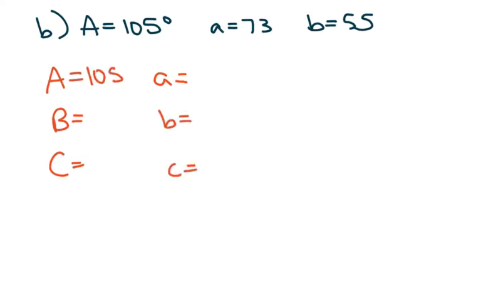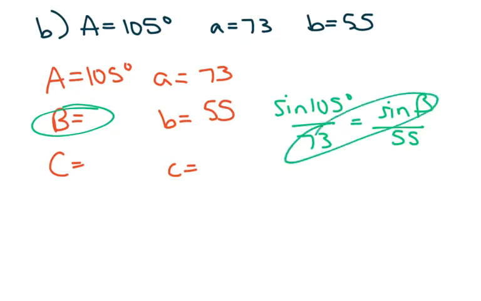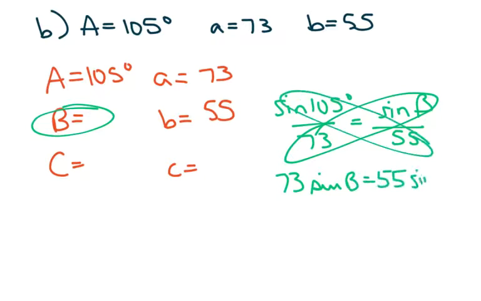Well, you're going to go use the law of sines to find angle B. So the sine of 105 over 73 is going to equal the sine of B over 55. And we're either going to get an error message or we're going to get an output. And if I get an output, there's one solution. 73 sine of B is going to equal 55 sine of 105. I'm going to divide by 73. And then we're going to take the inverse sine of that answer.